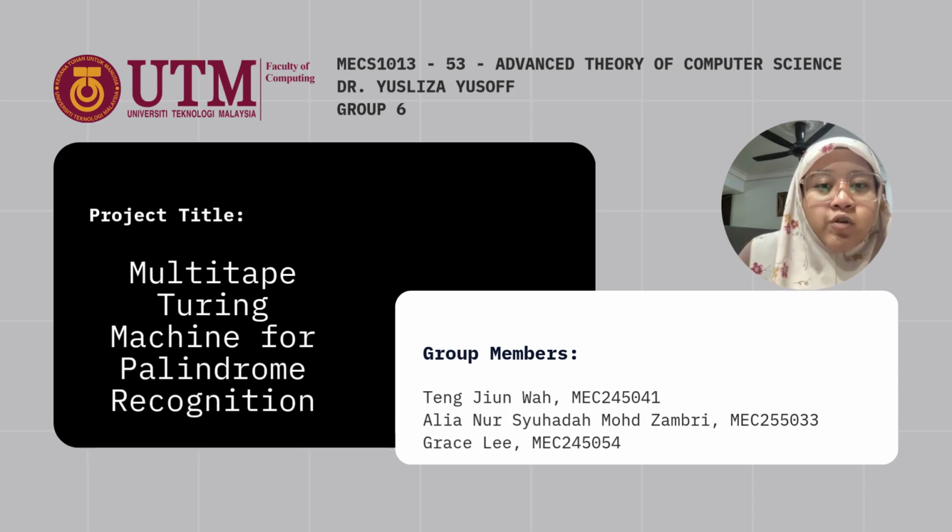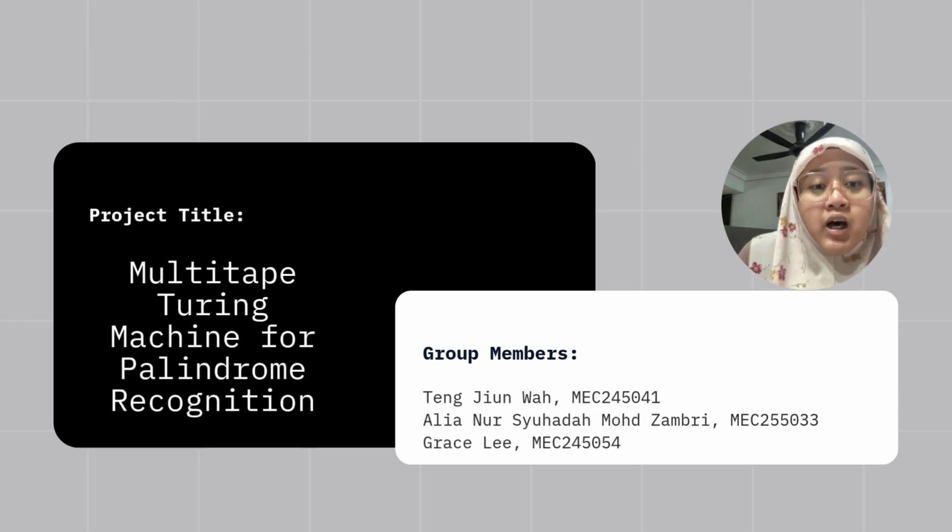We are from Group 6. This is a project for Advanced Theory of Computer Science. The project title is Multi-Tap Turing Machine for Palindrome Condition. Our group members include Teng Junwah and Grace Lee, and lastly myself, Alin Shada binti Muhammad Zamri.